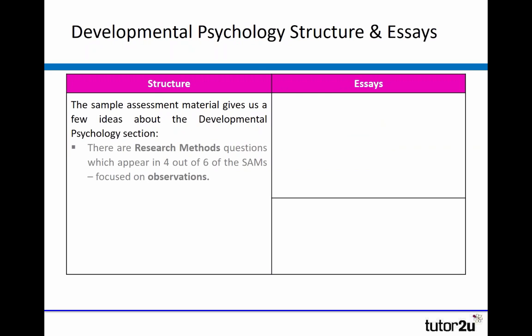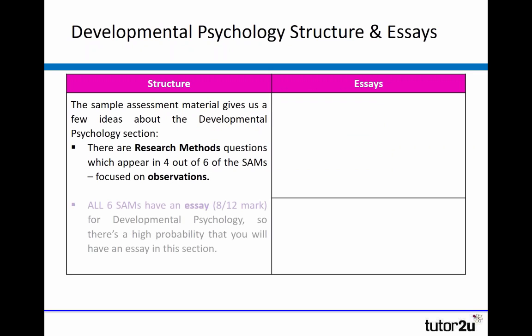Really interesting, if you look through the 6 sample assessment material questions that are out there for the AS and A level, there's some really, really clear patterns that emerge. Research methods appears really heavily in attachment, and the questions always seem to be centered on observations, which isn't surprising given the strange situation is part of the specification. So there seems to be a lot of observation questions coming up in this section.